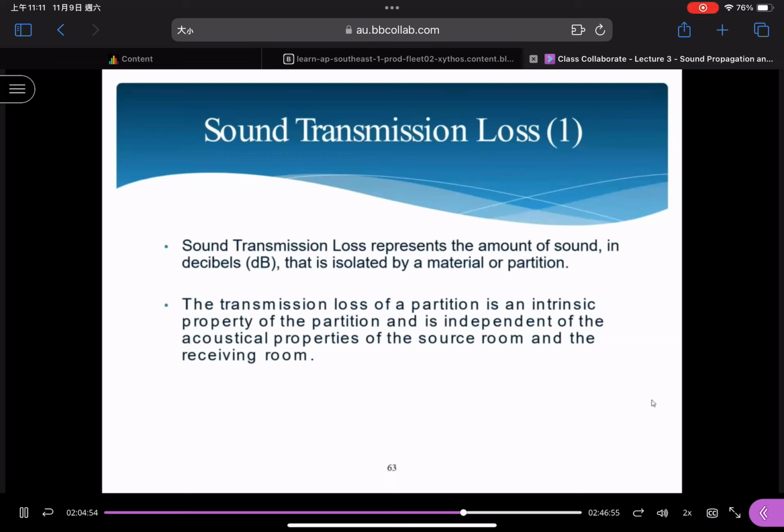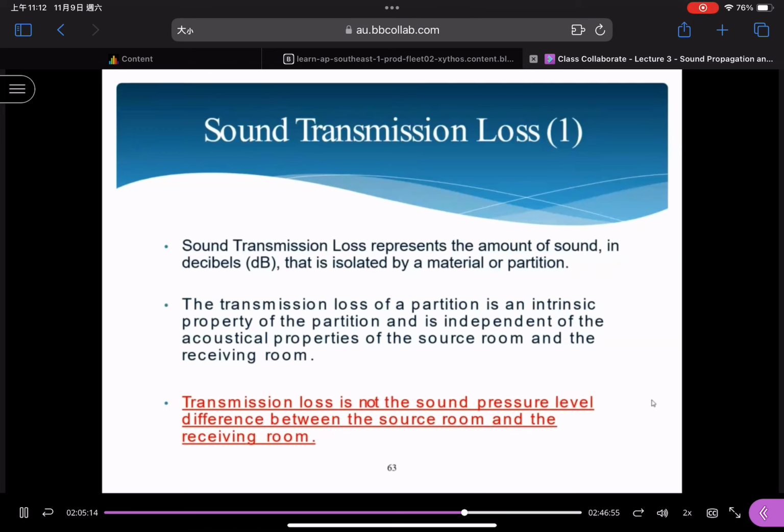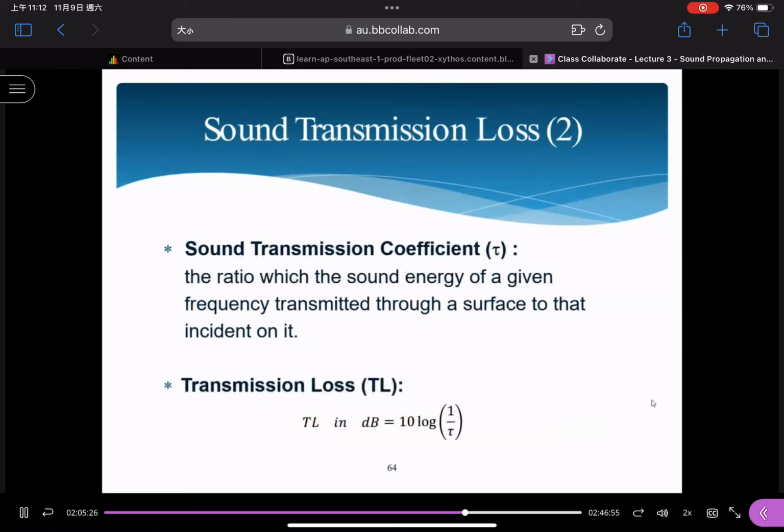This is the sound transmission loss. We define this as the amount of sound that can be isolated by a material, and the transmission loss of the partitions is an intrinsic property that is independent of the acoustic property of the room. There is a statement here. Transmission loss is not the sound pressure level difference between the source room and the receiver room. I will explain why I put a statement here in red color.